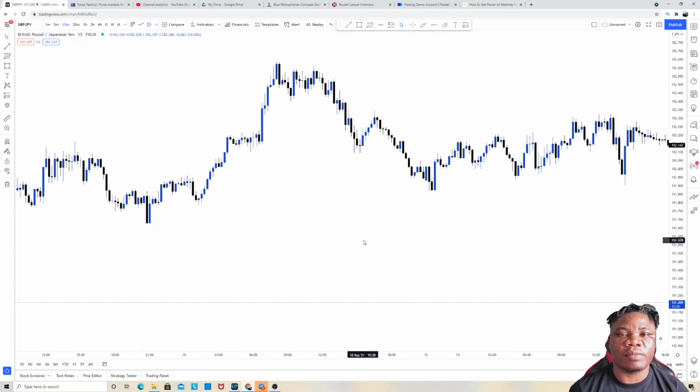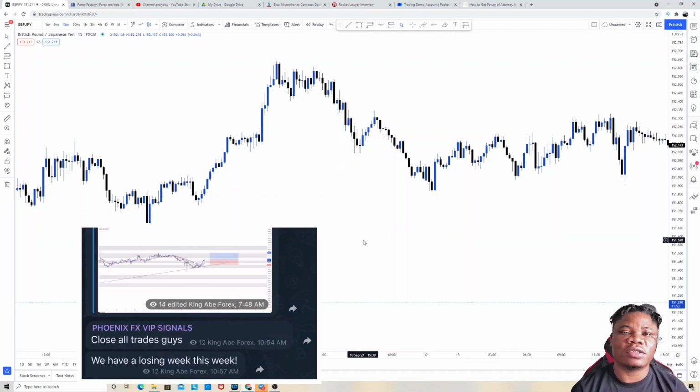For this scalping strategy, we're going to be looking at the 15-minute time frame, and we're going to be looking at this strategy using GBP JPY, and I recommend you guys use this strategy on GBP pairs.